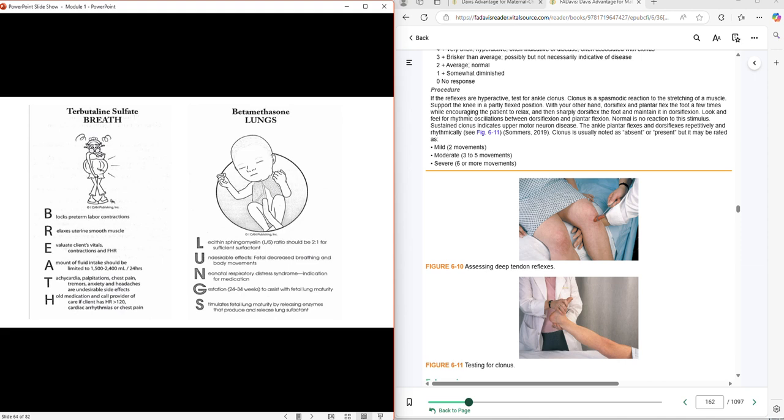Terbutaline sulfate, Brethine is the trade name. We use that to stop preterm labor. Okay, just like we use mag sulfate, we use terbutaline as well. But terbutaline can cause tachycardia. Okay, so we need to make sure to keep a check on mom's heart rate.